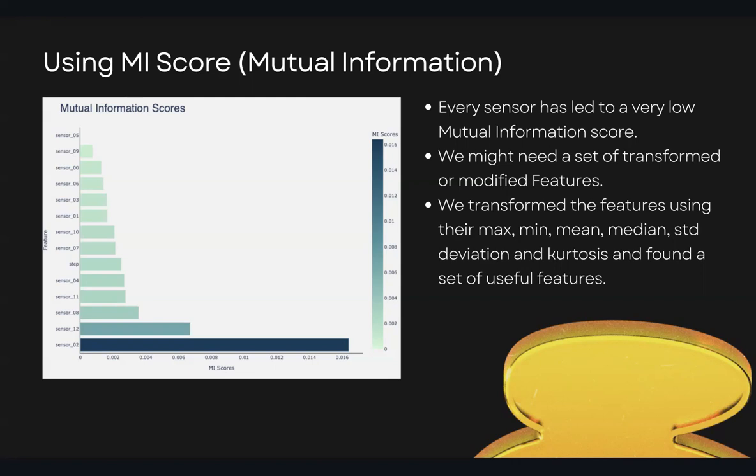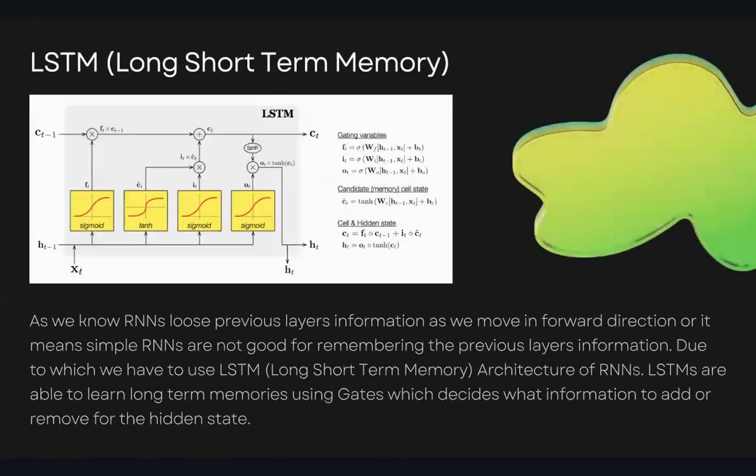To test that, we transformed the features using the maximum value of the feature in the 60-second recording, the minimum, the median, the standard deviation of the feature, and the kurtosis. Feature here means the sensor's output. So we found a set of useful features. The method is defined in the report in greater detail. We found around 43 useful features, and using those features, we use the LSTM.